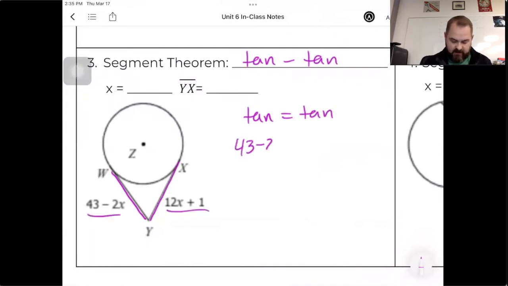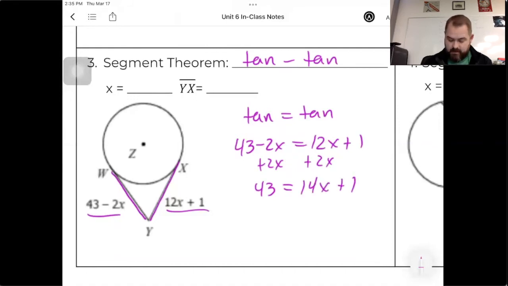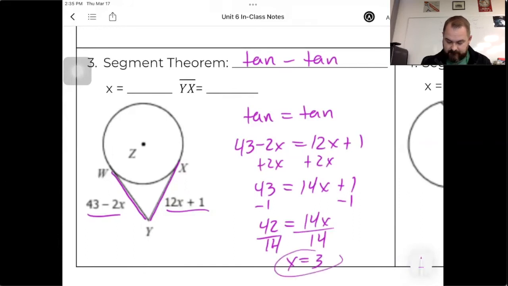43 minus 2x equals 12x plus 1. And we start to solve this for x. We first add the 2x to both sides, leaving 43 equals 14x plus 1. Then we subtract 1 from both sides. We get 42 equals 14x. Divide by 14, and we get x equals 3.